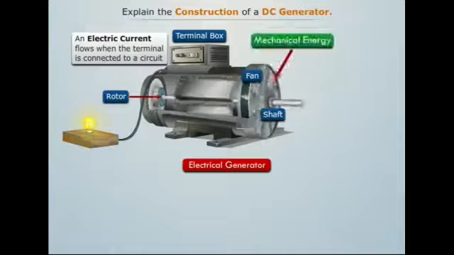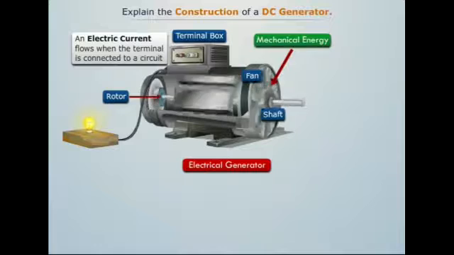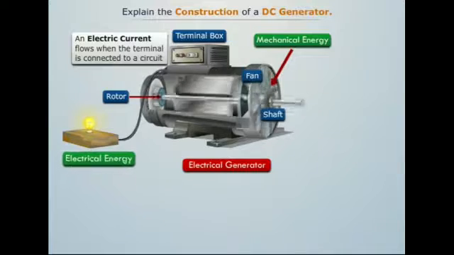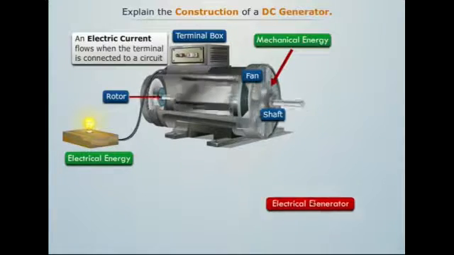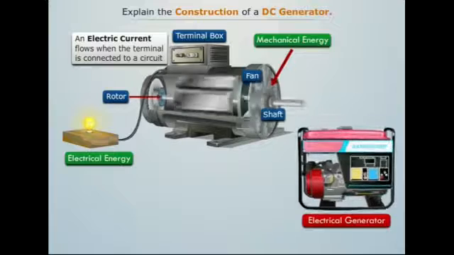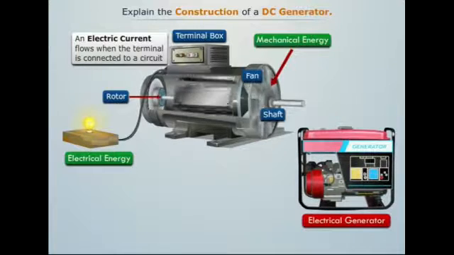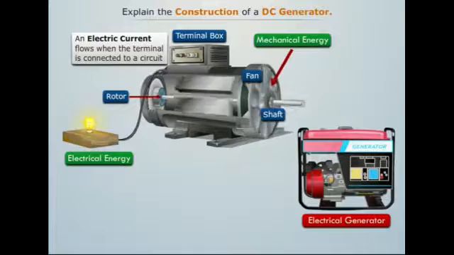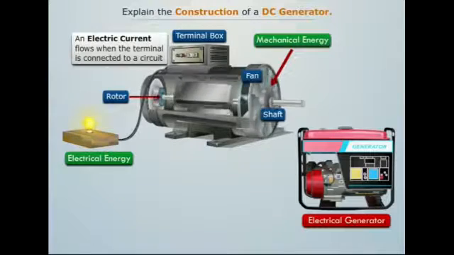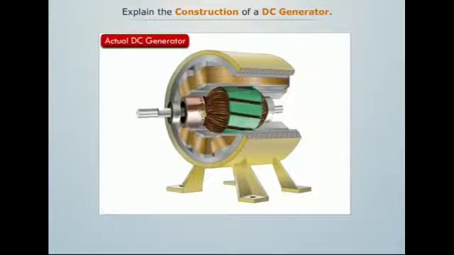Let's start with the basic energy conversion. We know the DC generator converts mechanical energy into electrical energy. So the output, whether it is DC or AC, depends upon the machine. Today we are going to discuss the DC generator.